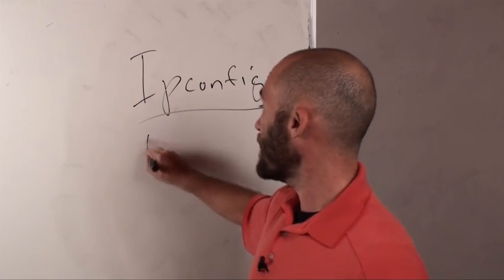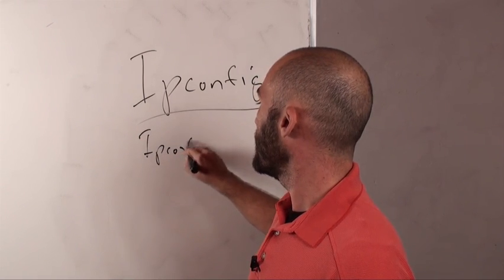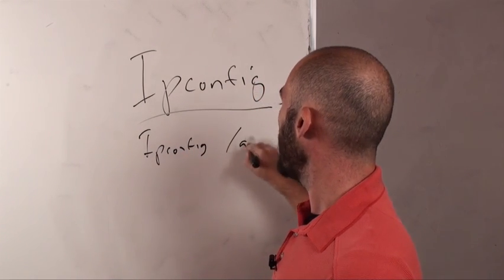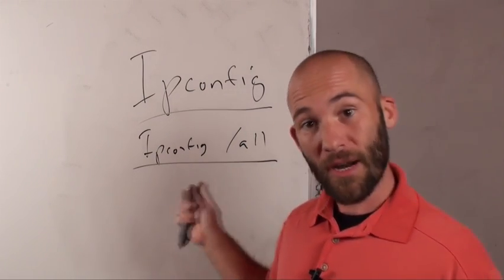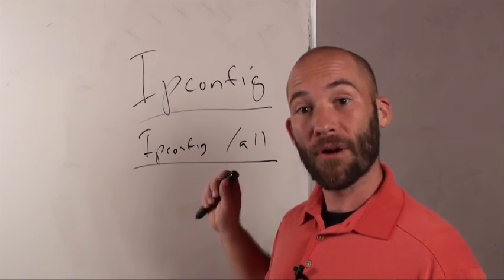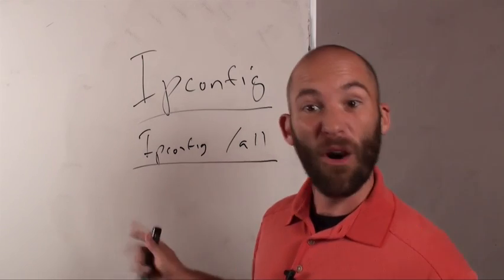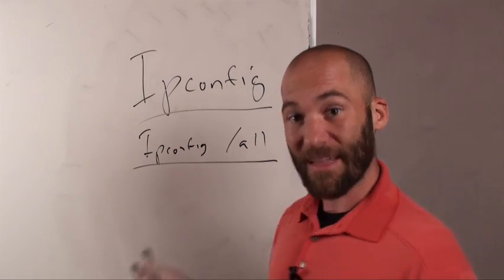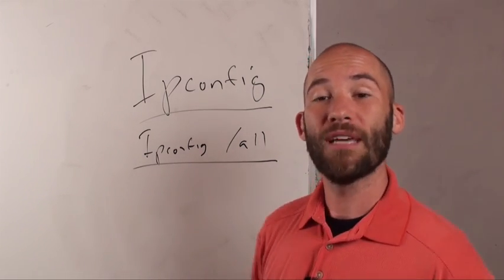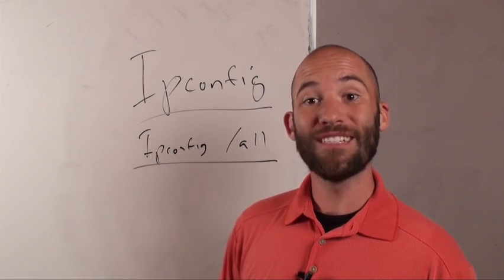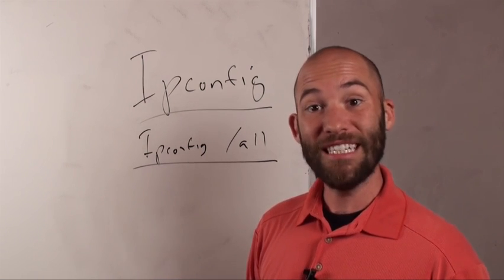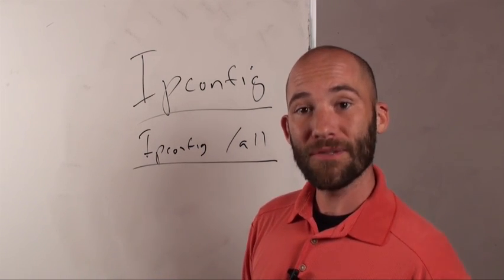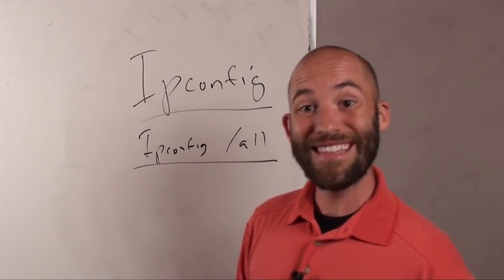So if you run the command ipconfig /all, this command is going to show you what your current IP address is, what your current subnet mask is. That's all fine and good. The big thing that it's going to tell you beyond that is it will tell you the IP address of your DHCP server, it will tell you the IP address of your default gateway, and it will also tell you the IP address of your DNS server.